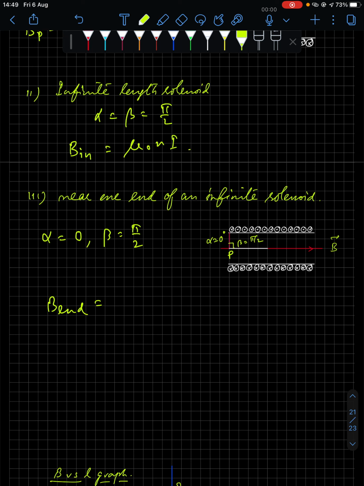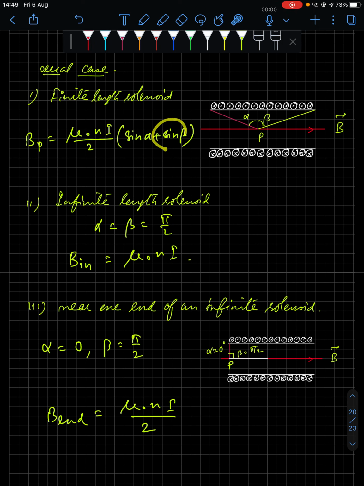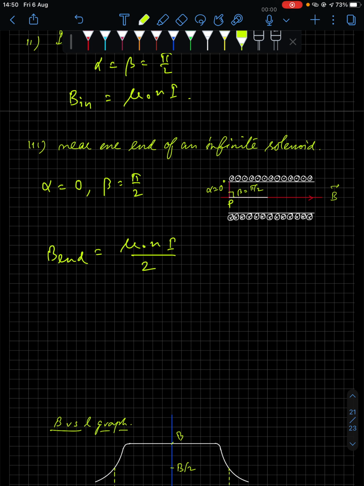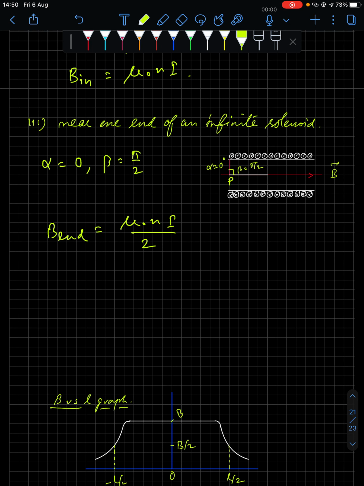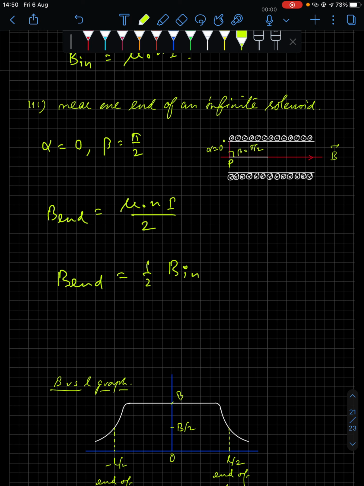So if you apply that, B end, the magnetic field at one end, mu naught Ni divided by 2 is what we get, right? Because sine beta is 90 and sine alpha is 0. So sine 90 is 1, and it becomes mu naught Ni by 2. So this is the relation for magnetic field at one end of the solenoid. Now you see the magnetic field at one end of the solenoid is just half of the value of the magnetic field inside, which was mu naught Ni. So this is one more relation.